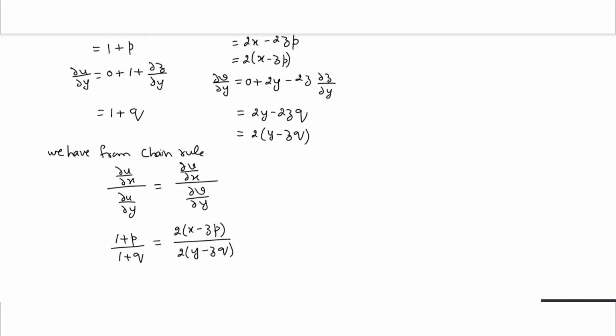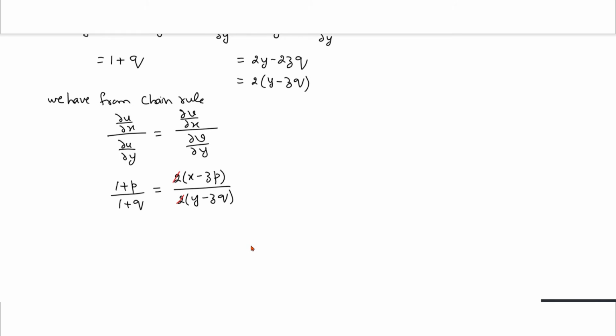So you can cancel out this value of 2. Then we'll just try to cross multiply and rearrange the terms. 1 plus p as it is. If you cross multiply, you'll be getting the value as y minus z times q is equal to, cross multiplying, 1 plus q times (x minus zp), right? So we'll try to rearrange in a certain form.